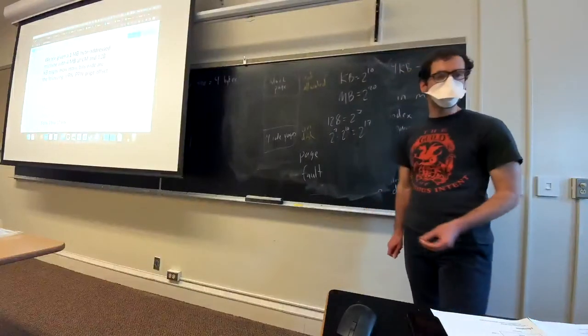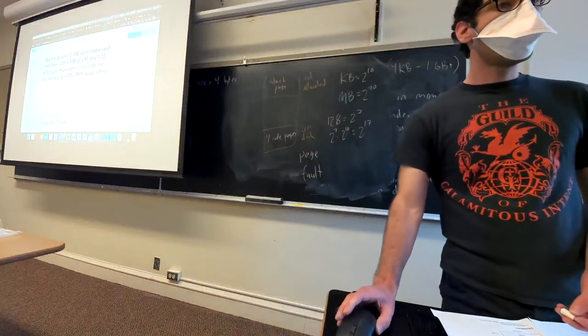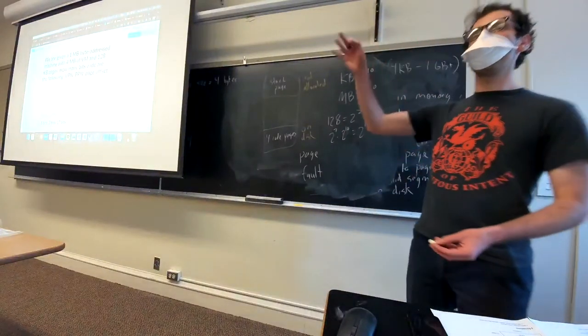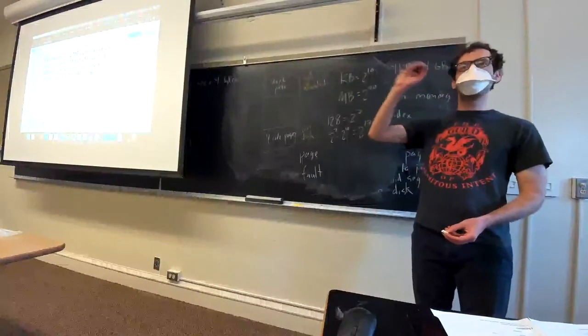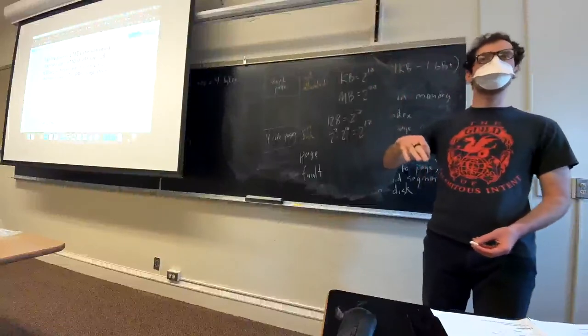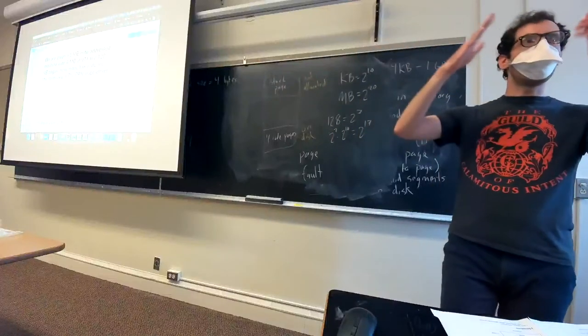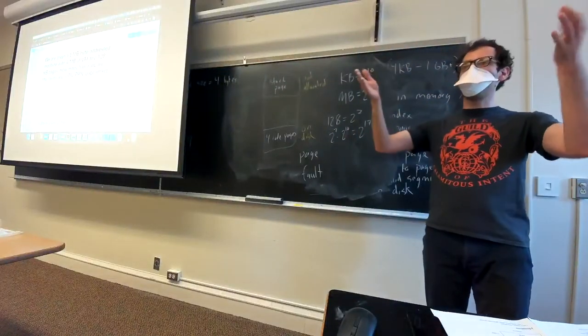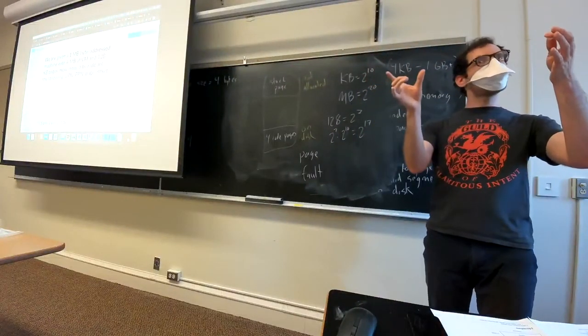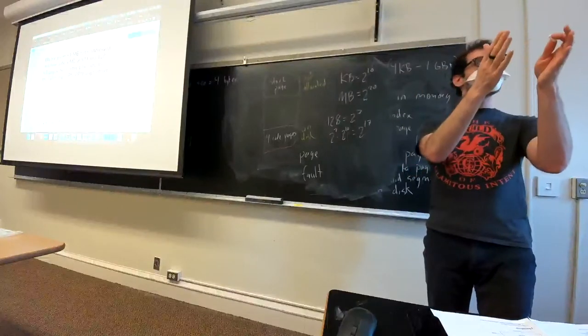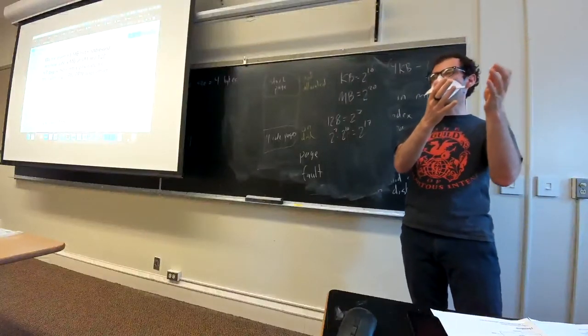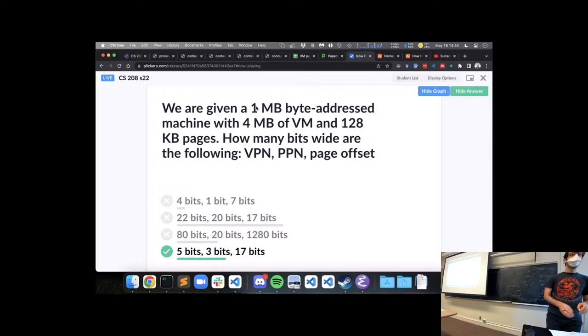Yeah, that's a nice way to think about it. We can say, okay, 1 megabyte is going to have 2 to the 20th different addresses, meaning that our physical addresses will be 20 bits. And if 17 of those are the page offset, that leaves 3 left over for the physical page number. How about the virtual page number? How do we think about that?